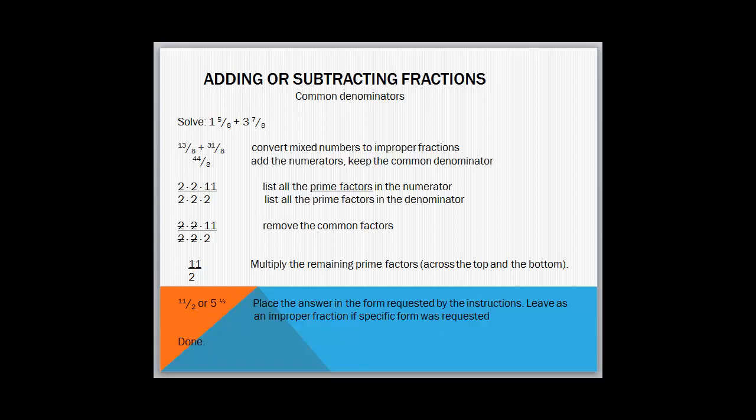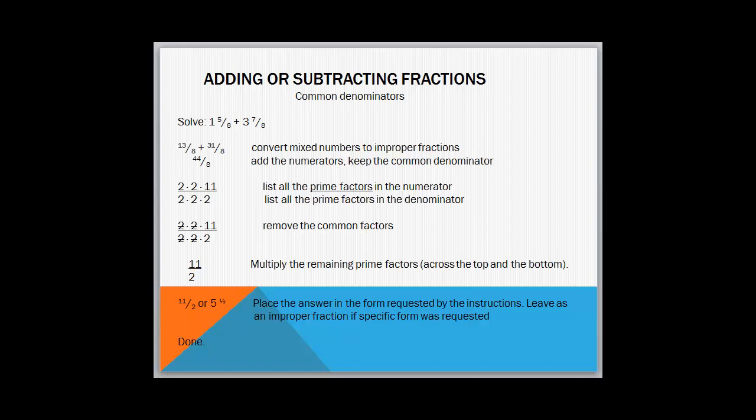The prime factors for 44 are 2 times 2 times 11, and the prime factors for 8 are 2 times 2 times 2. So now we need to remove any common factors. Okay, well we have a 2 on the top and a 2 on the bottom, so that can go away. And we have another 2 on the top and another 2 on the bottom, so that can go away. And then we have no more common factors, so we're done. So what's left is 11 on the top and 2 on the bottom. So now our 44 over 8 has been simplified or reduced to 11 over 2.